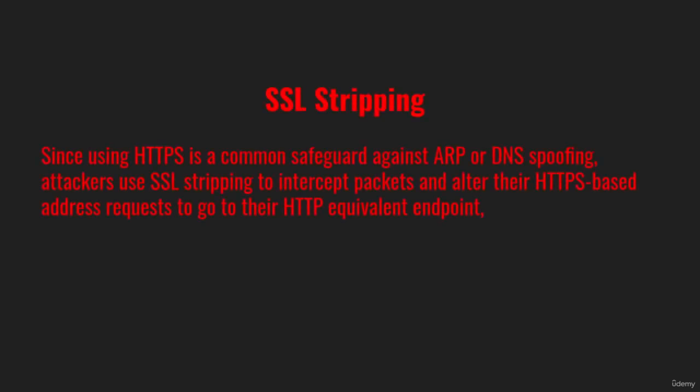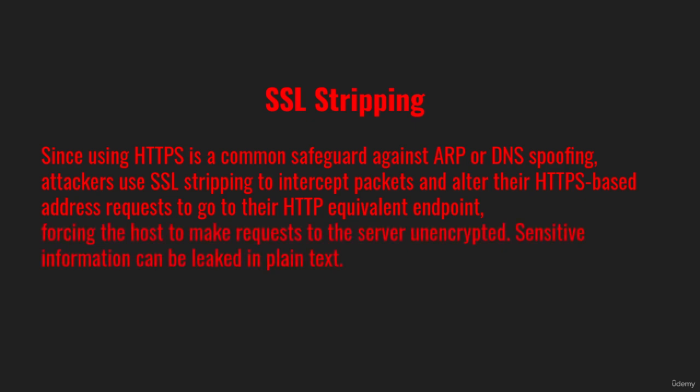We have SSL stripping. Since using HTTPS is a common safeguard against ARP or DNS spoofing, attackers use SSL stripping to intercept packets and alter their HTTPS-based address requests to go to their HTTP equivalent, forcing the host to make requests to the server unencrypted. Sensitive information can be leaked in plain text.